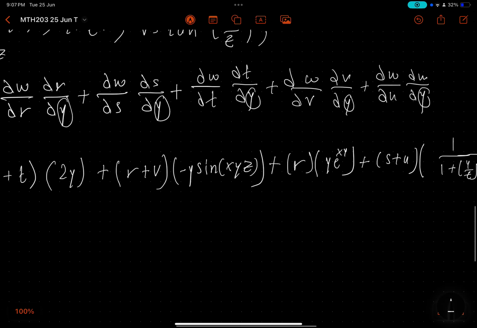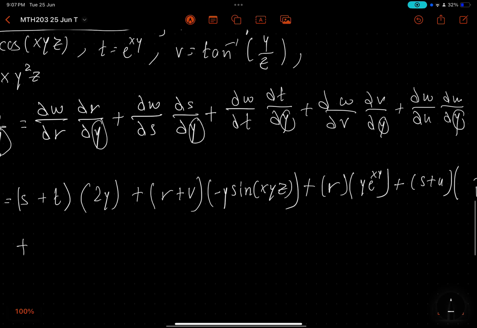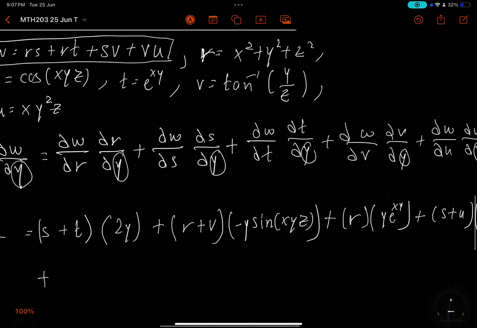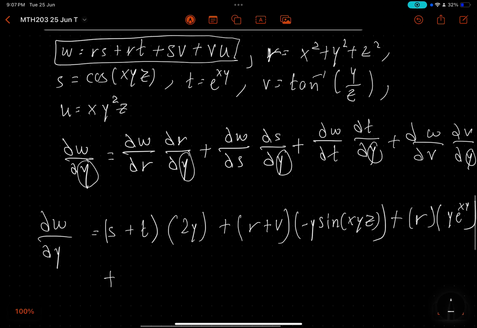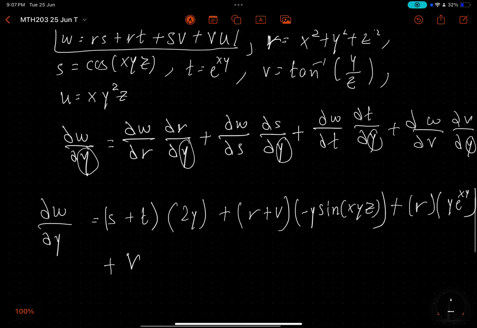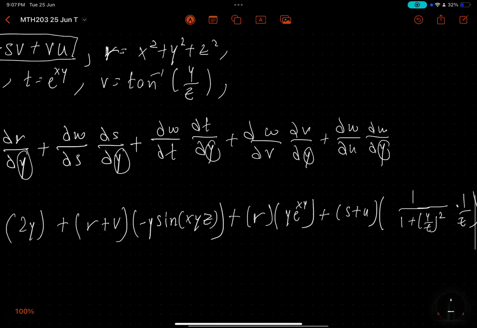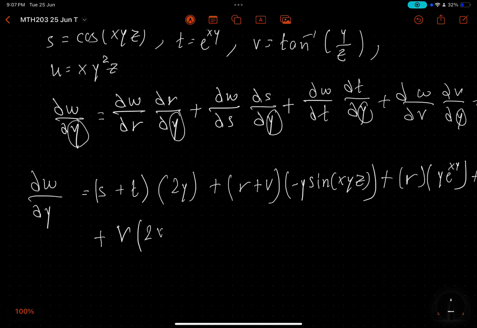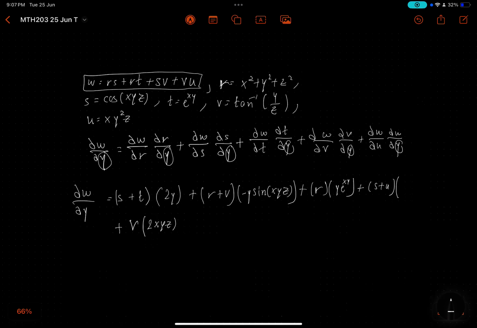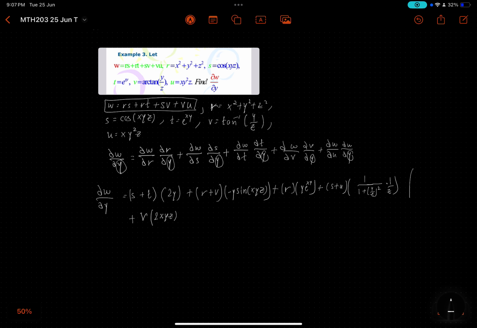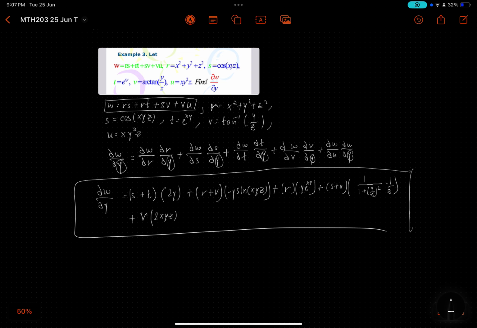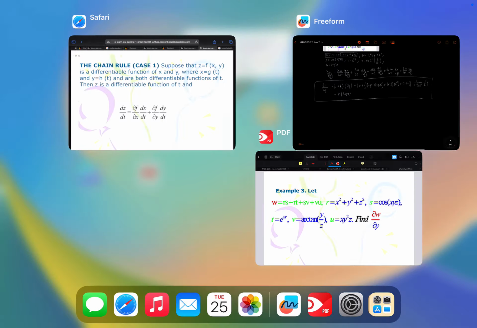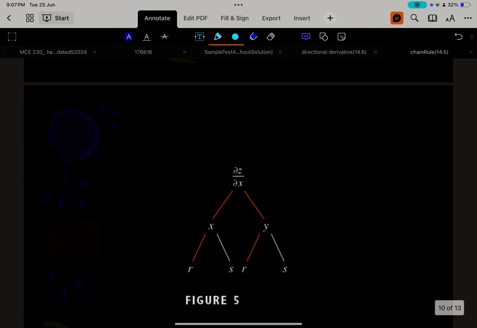Okay, let's go down. We stopped at v, and lastly we have w with respect to u, which gives us v multiplied by the derivative with respect to y, which gives us 2xyz, and this is our little answer. Not very little, it's like a big chunky answer.